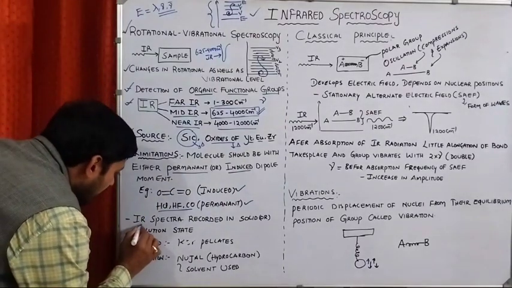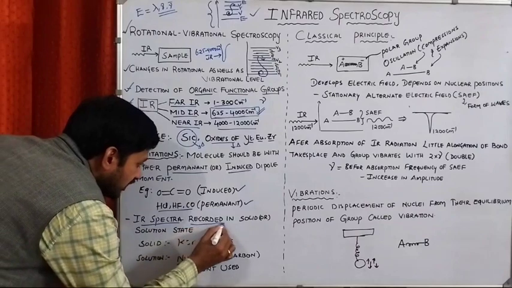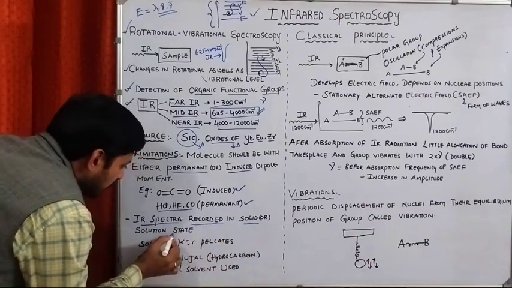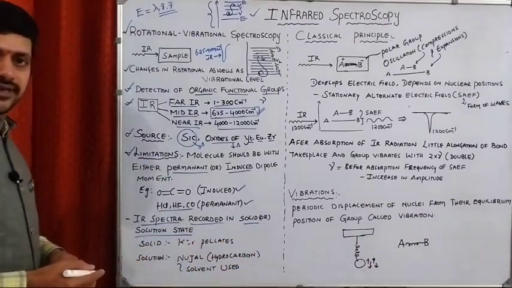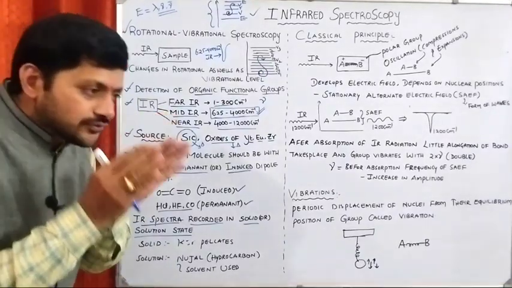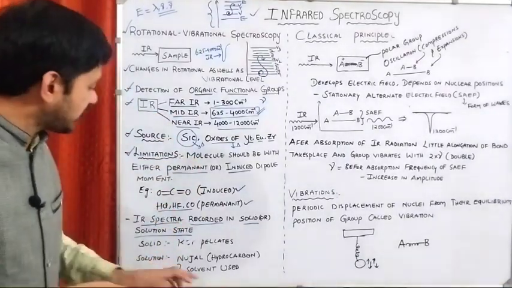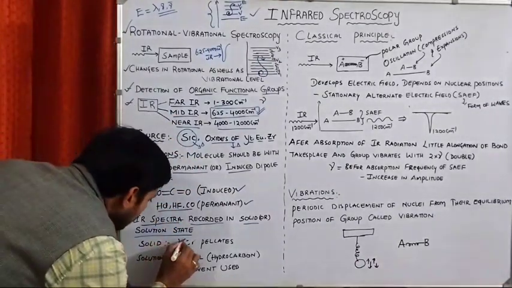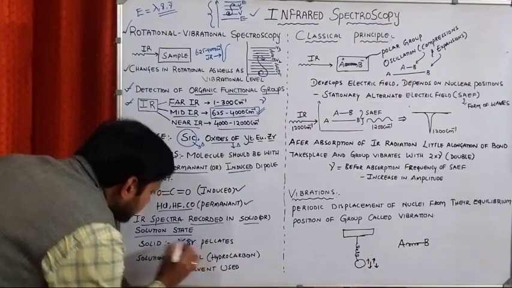See this one, the IR spectra can be recorded either in the solid or in the solution state. So in case of the solid state, what do we have? Potassium bromide pellets.